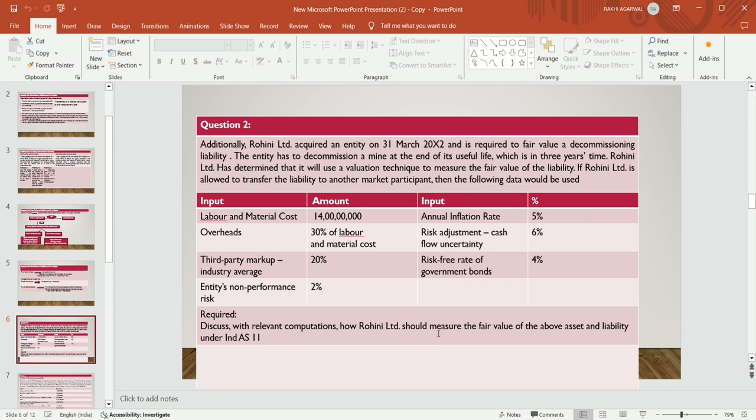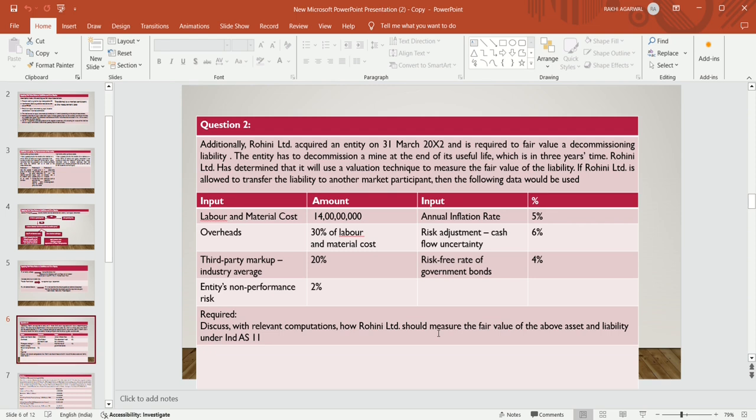Rohini Limited has determined that it will use a valuation technique to measure the fair value of the liability. So they have determined that the fair valuation of the liability is to be determined. If Rohini Limited is allowed to transfer the liability to other market participants, then the following data would be used. What was the data? Labor and material cost is there.